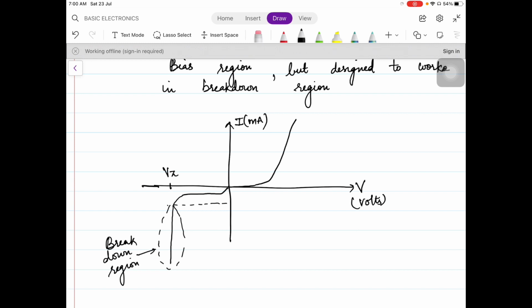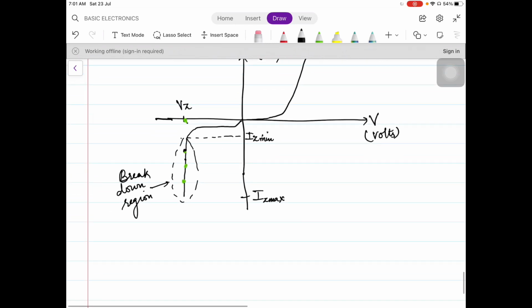And here we can see that the special thing about the breakdown region is that the voltage is constant at every point. As you can see, voltage is constant at all the points. But what varies is current. So current varies from Iz minimum to Iz maximum. And if the current exceeds the Iz maximum value, then only the diode will be damaged. That means breakdown does not mean that the diode is damaged. The diode will only be damaged if the current flowing through it exceeds the Iz maximum value. So this is the characteristic of Zener diode.